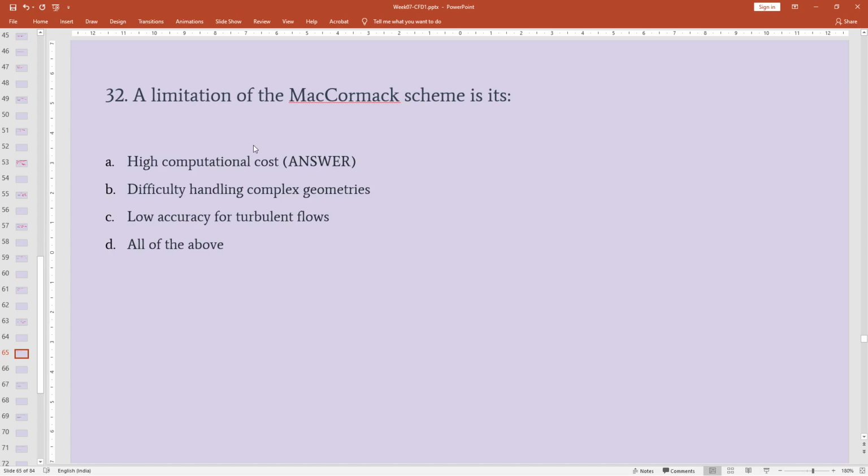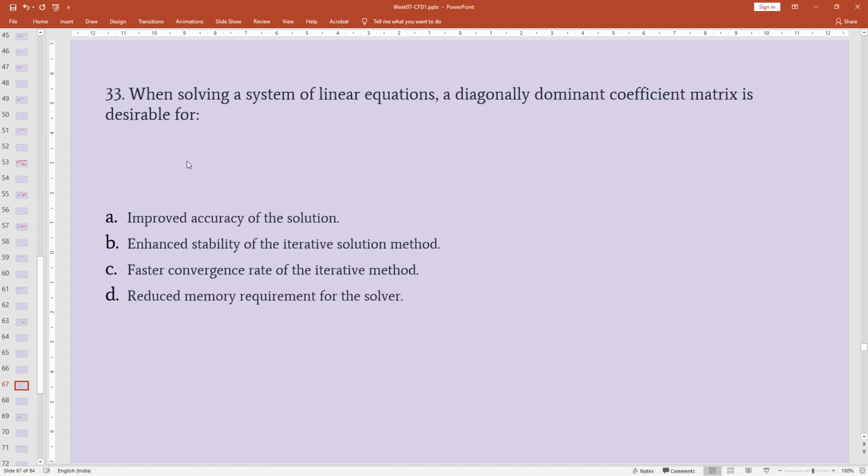And we already saw that the McCormack scheme is having predictor corrector steps. It's a kind of multi-step scheme. So when the scheme is a multi-step scheme, the involved computational cost is high. So our answer is option A, high computational cost. That's why I have given this very intuitive question. Moving on to next question.